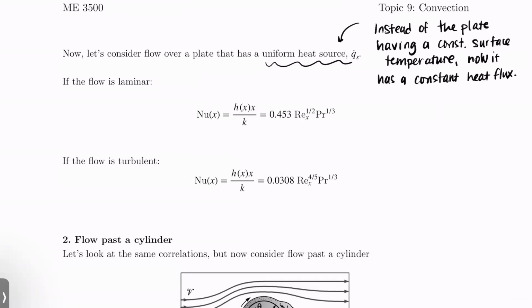All right, so if the flow is laminar, again, we're going to use that same 5 times 10 to the 5th Reynolds number cutoff. So Re is less than 5 times 10 to the 5th. We will use this expression, so I can solve this for h. Times 0.453, Reynolds number to the 1/2, Prandtl number to the 1/3.